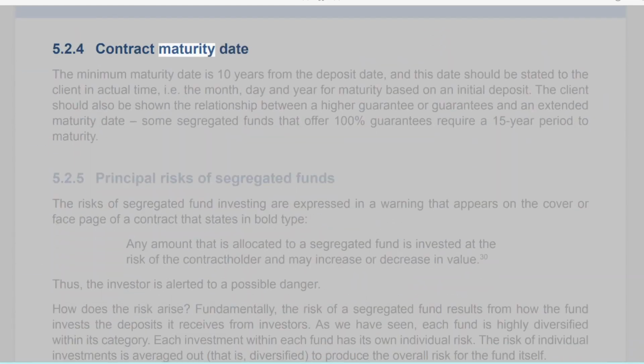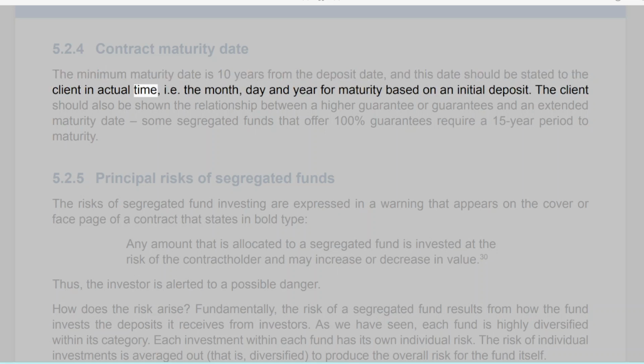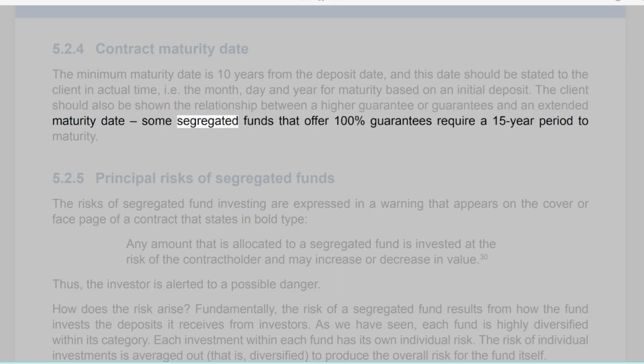5.2.4 Contract Maturity Date. The minimum maturity date is 10 years from the deposit date, and this date should be stated to the client in actual time, i.e. the month, day, and year for maturity based on an initial deposit. The client should also be shown the relationship between a higher guarantee or guarantees and an extended maturity date. Some segregated funds that offer 100% guarantees require a 15-year period to maturity.